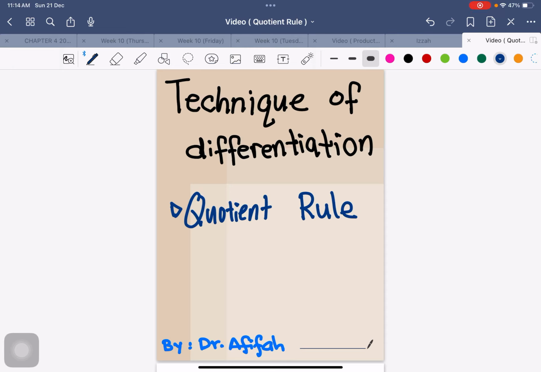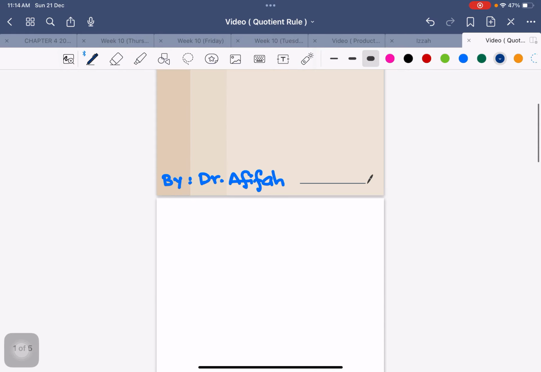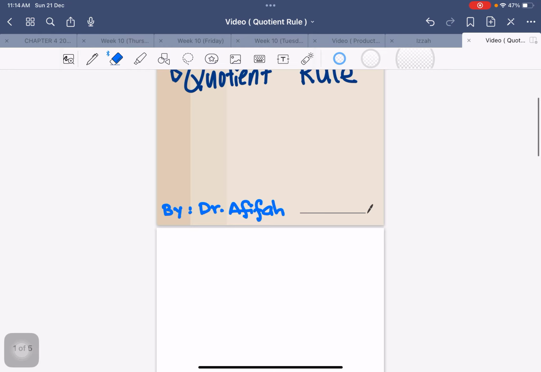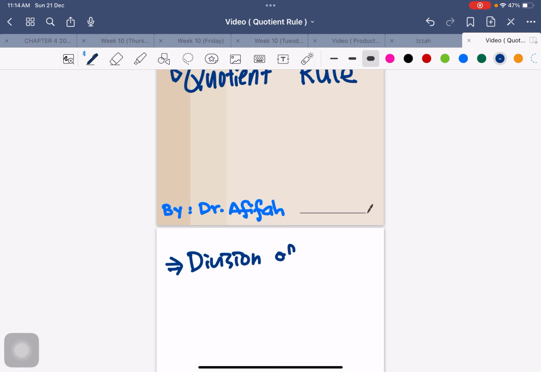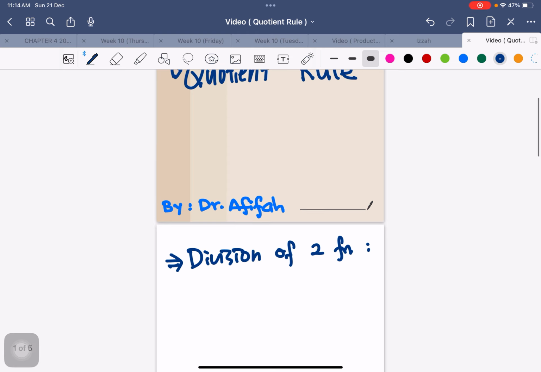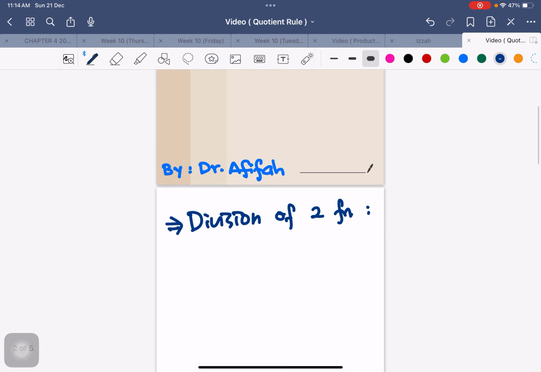So in this video, we will proceed to another technique of differentiation, which is quotient rule. Okay, so when do we need to apply quotient rule? We will apply it when it involves a division of two functions. Kalau sebelum ni in my previous video we discussed product rule.